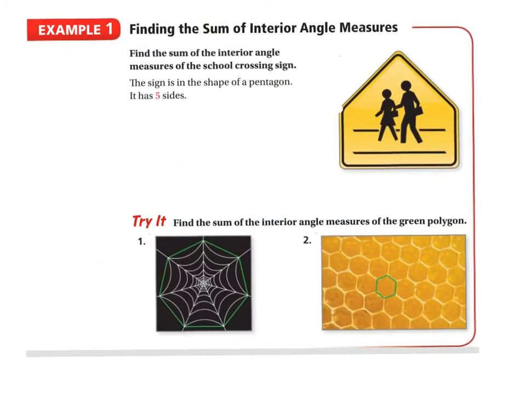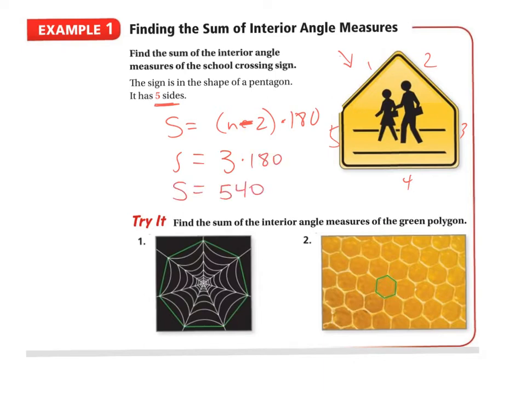Okay, so we have this pentagon over here, which is a school crossing zone. It has 5 sides. If not, we could count 1, 2, 3, 4, 5, right? So it has 5 sides. So we apply S equals (n minus 2) times 180. And we end up with S, well, there's 5, so 5 minus 2 is 3. 3 times 180 is 540. So S is equal to 540 degrees.